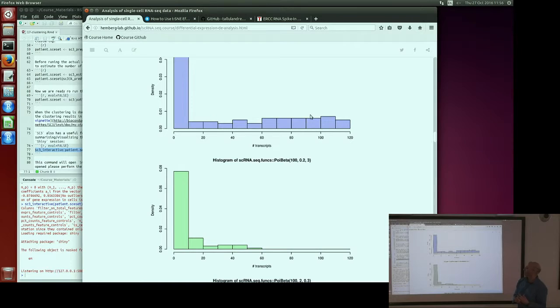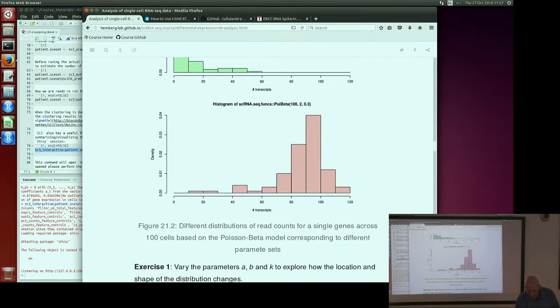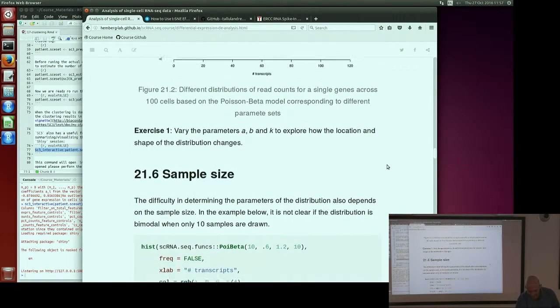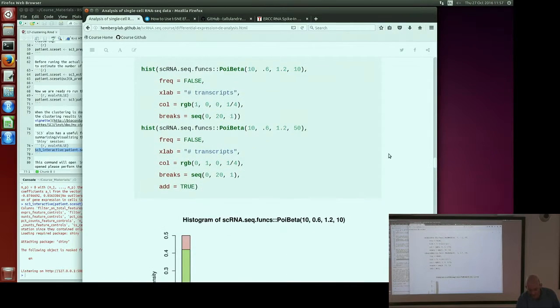You should think of each different parameter combination here as one gene. Essentially what you're generating here would correspond to a single row from your expression matrix. Okay, does that make sense? No questions. So I will let you explore these parameters and get a sense for how this model works.